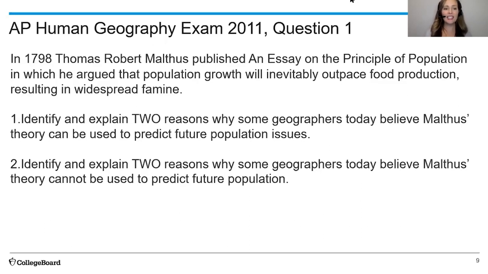So part 1 says, identify and explain 2 reasons why some geographers today believe Malthus' theory can be used to predict future population issues. Now part 2 is the flip side of this. Identify and explain 2 reasons why some geographers today believe Malthus' theory cannot be used to predict future population. You're essentially saying, here are the reasons why Malthus is right, and then here are the reasons why he's wrong. You're analyzing his theory and being able to see how some of his ideas would still hold true today and would challenge some of his ideas with the new information we have in this century.